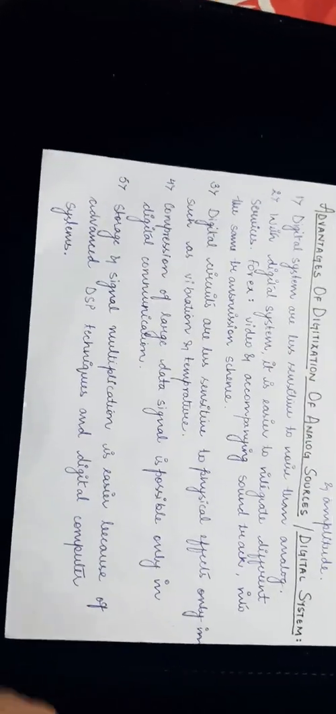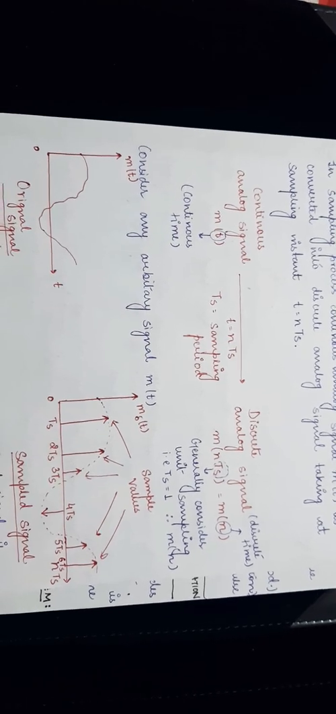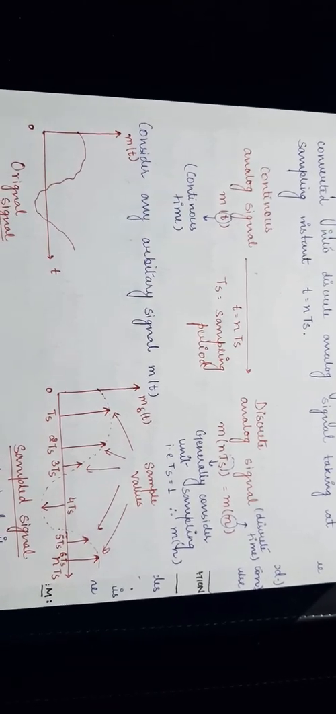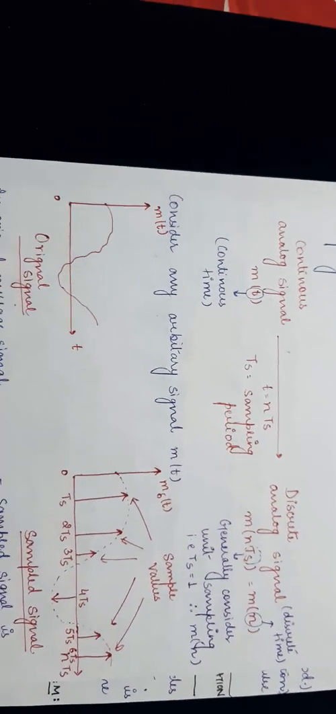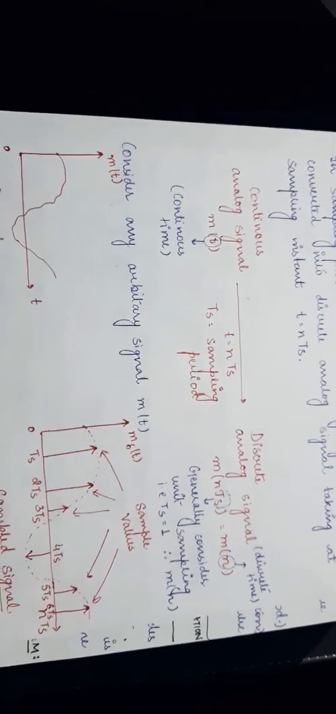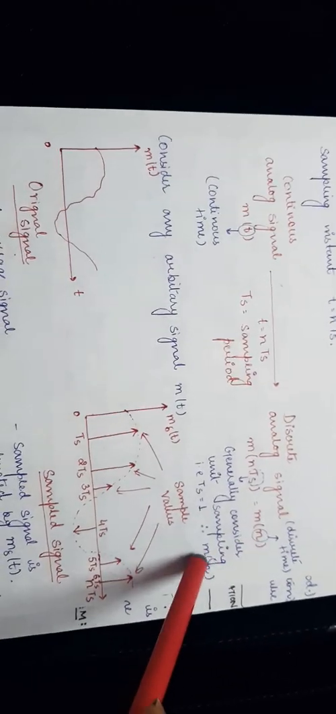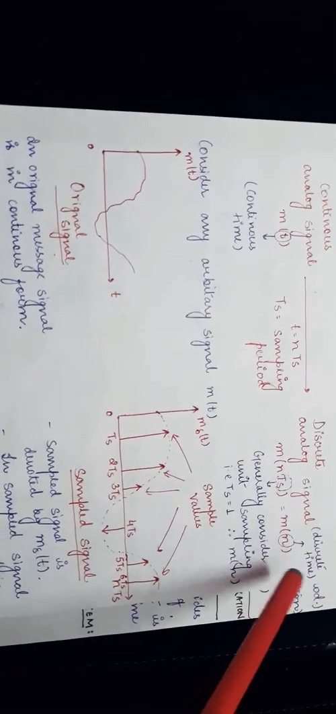Now coming on to the sampling process. In the sampling process, the continuous analog signal, denoted by m(t), is converted into a discrete analog signal by taking samples at sampling instants t equals nTs. Here your continuous signal, which is represented as m(t), is sampled and converted into your discrete analog signal as m(nTs). Here we consider unit sampling, so Ts equals 1, that is m[n]. Here t represents continuous time, whereas n represents discrete time.